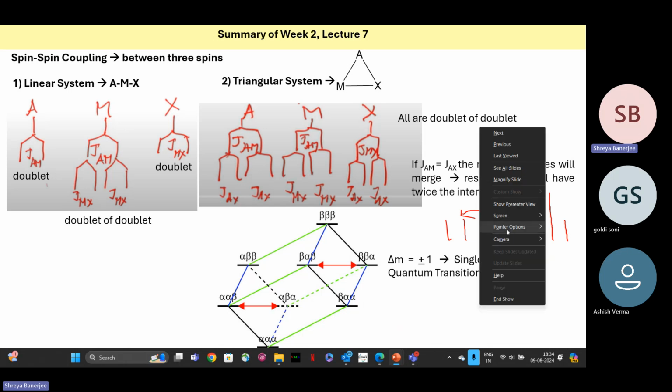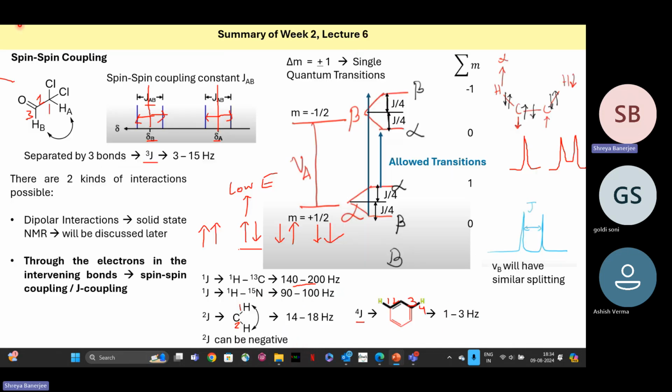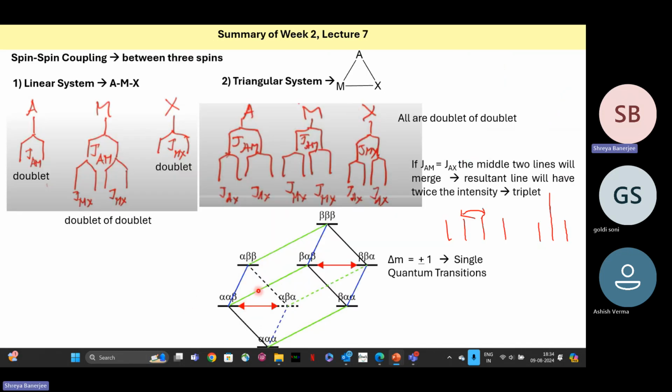So here again, if you look at the allowed transitions, in case of three, when it is splitting into three energy levels, when all three are alpha, in case of two energy levels, alpha was the lower and beta was the higher. In case of three protons, when all three are alpha, it is the lowest energy. And when all three are beta, it is the highest energy. And similarly, when two are alpha and one is beta, there are three possibilities. Beta can be on either side or it can be in the middle, and they are all degenerate energy levels.